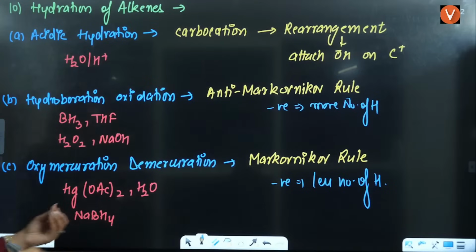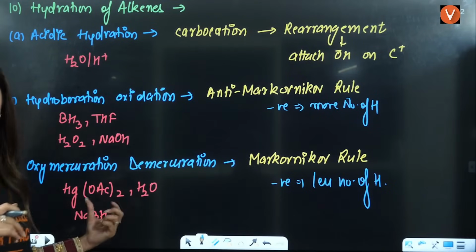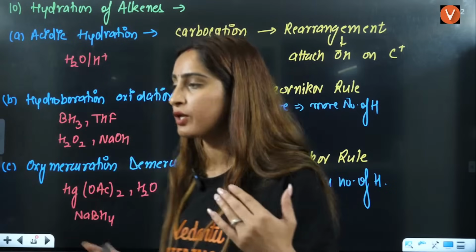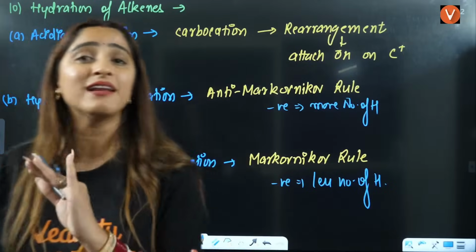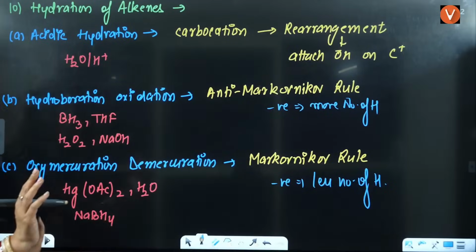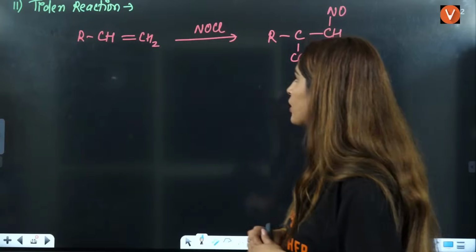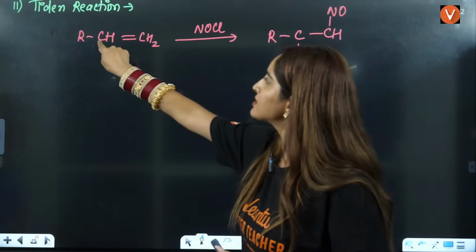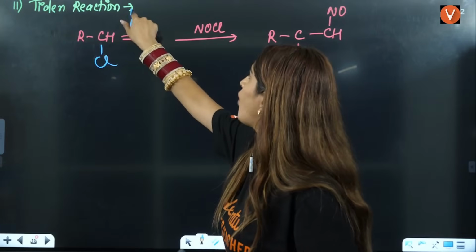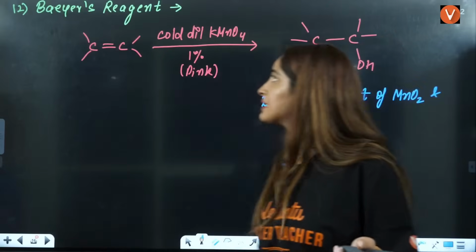Markovnikov we use if you have oxymercuration, demercuration, which is this reagent. You use oxymercuration, demercuration, where we directly use the Markovnikov rule; no carbocation, nothing is required here, right? Next is Tidens reaction. In Tidens reaction, what we do? You have alkene, add NOCl, right? Break this bond, Cl will be on this side and NO on this side, and that's it. That is your final answer, right?